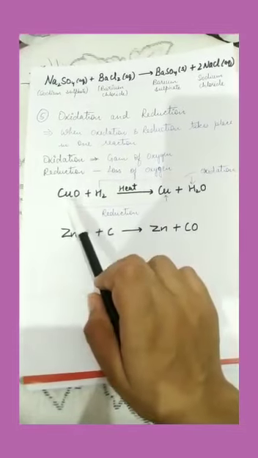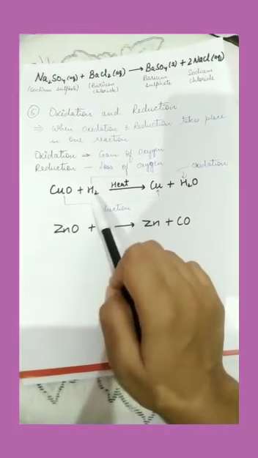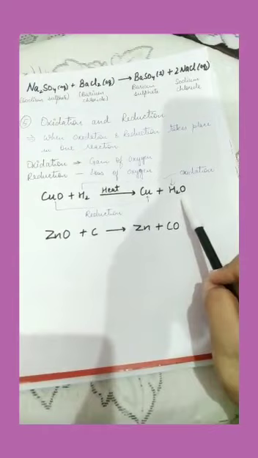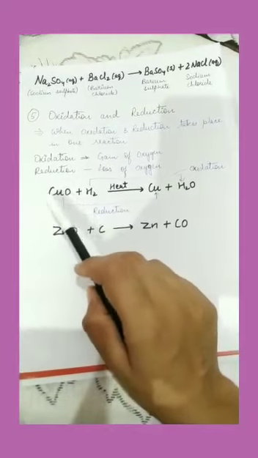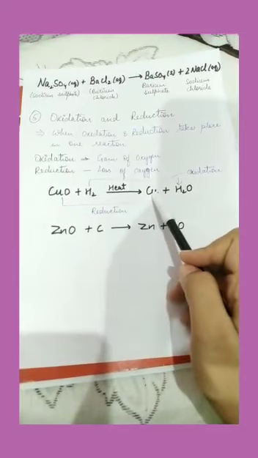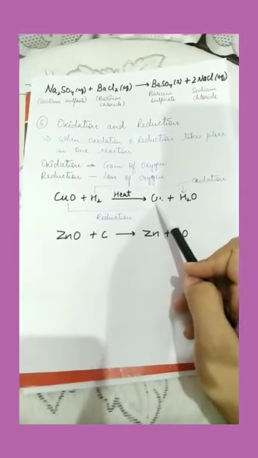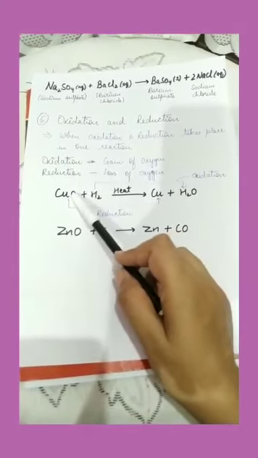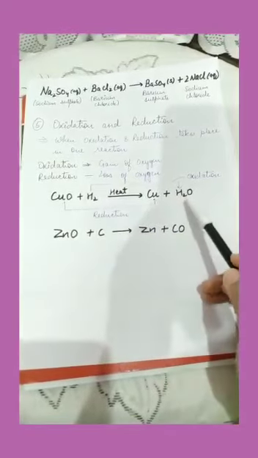How? In the reactant, this is copper oxide plus hydrogen gives copper plus water. Now what is happening over here? Copper oxide is losing its oxygen and it is becoming copper. So loss of oxygen is reduction, and hydrogen is gaining oxygen. So it has become H2O.